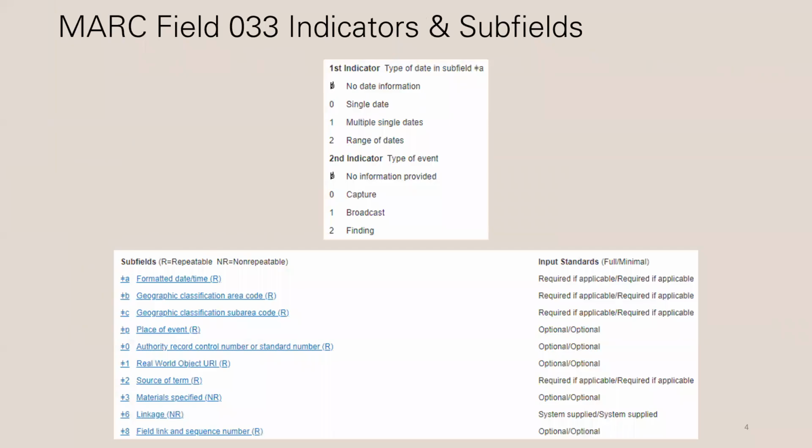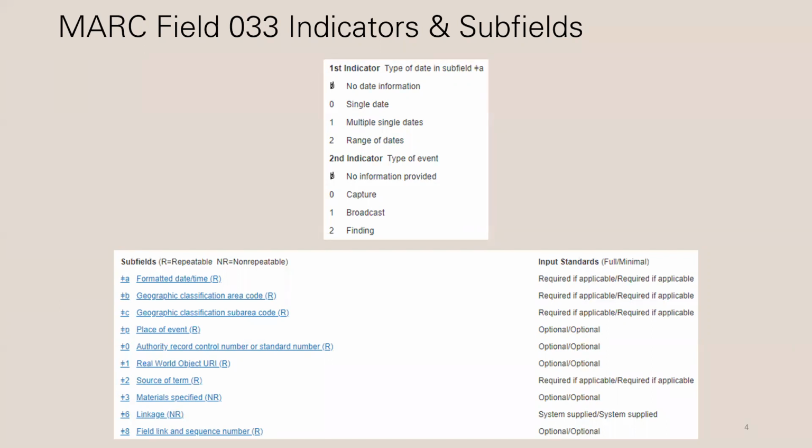For MARC field 033, a blank first indicator means that no date information is provided. 0 as the first indicator is for a single date. 1 as the first indicator is used for multiple single dates. Use also for 2 consecutive dates. 2 as the first indicator is for a range of dates.